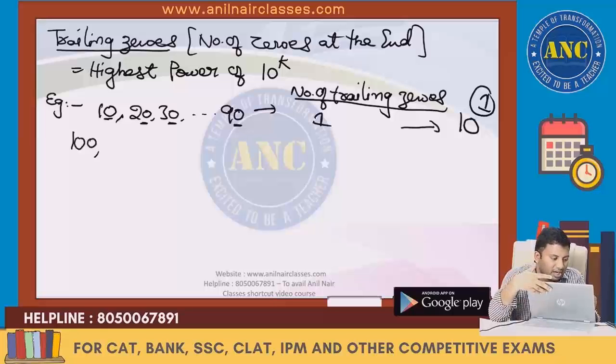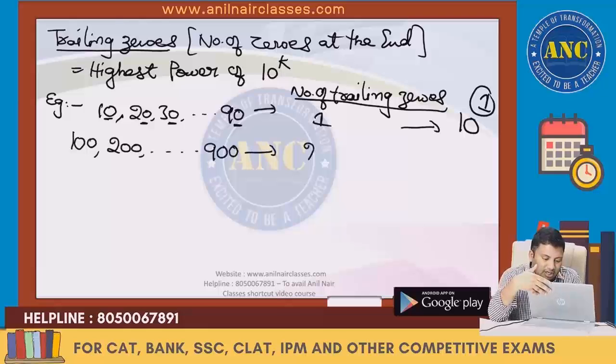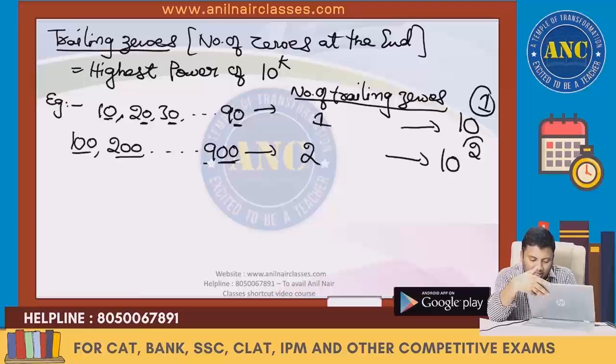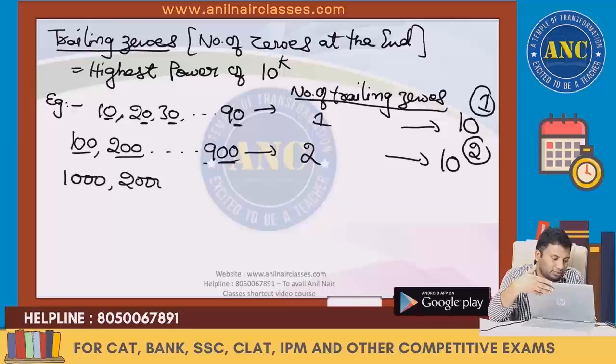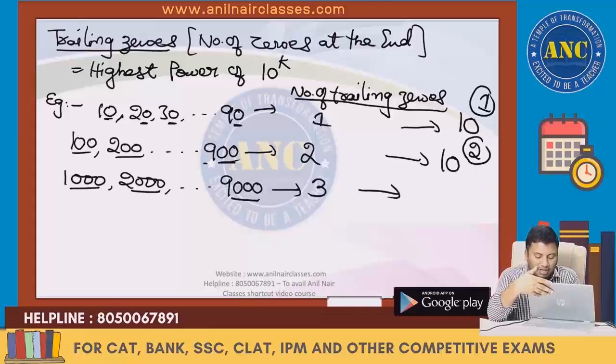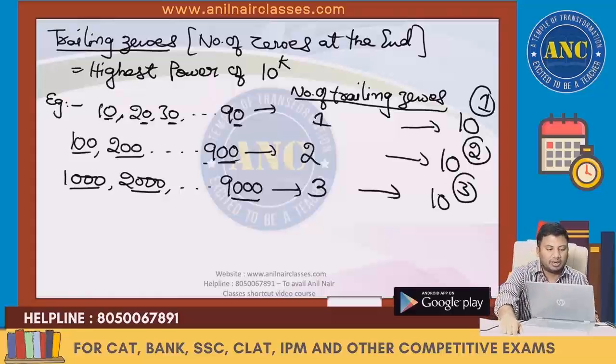Suppose it is 100, 200 and so on up to 900. The number of trailing zeros, or number of zeros at the end, is 2, which is nothing but 10 square. 10 square is 10 power 2, so the highest power is 2. Similarly, 1000, 2000 and so on up to 9000 have 3 zeros in the last 3 digits. The number of trailing zeros is 3, which is nothing but 10 power 3.